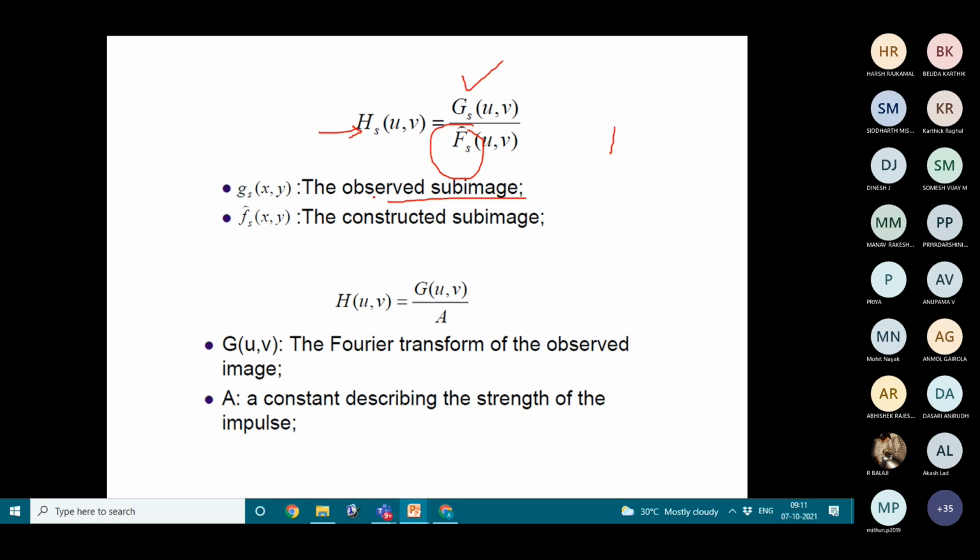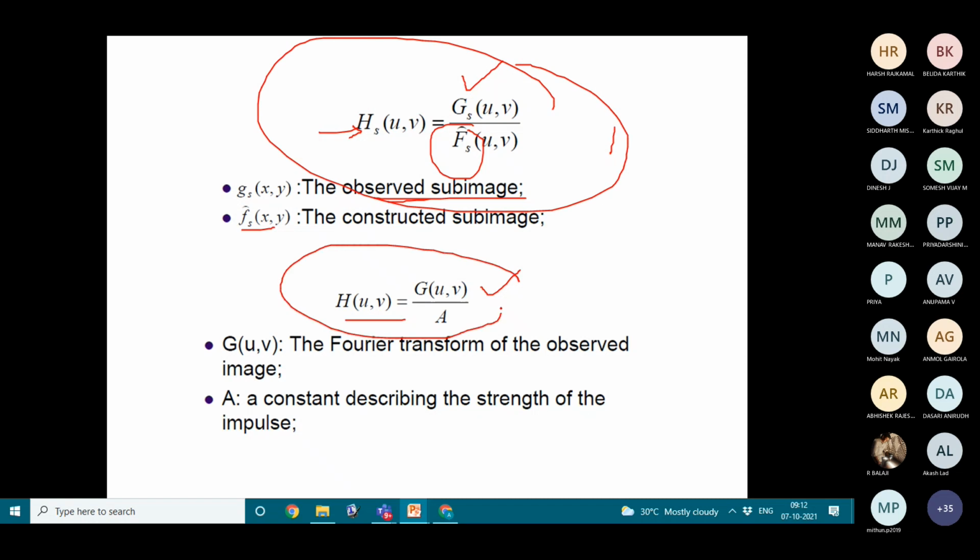Gs is the observed subimage and F̂s is the constructed subimage, and H(u, v) can be taken as G(u, v) divided by A. This is for the subimage and this is for the whole image. So F̂(u, v) is the Fourier transform of the reconstructed image, and G(u, v) is the Fourier transform of the observed image. Capital A is the constant describing the strength of the impulse.